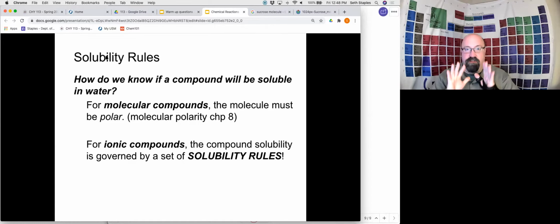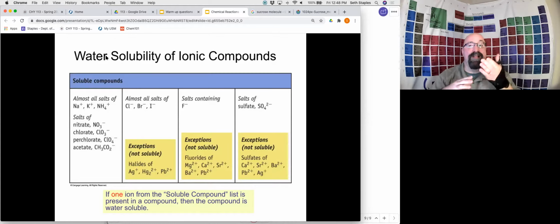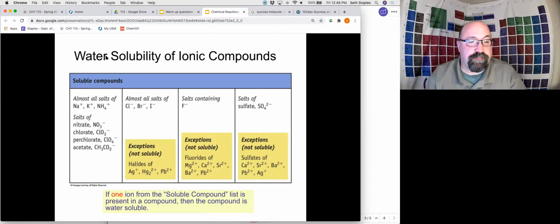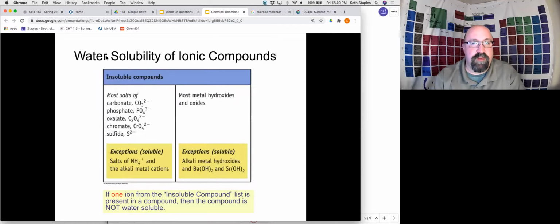Now, as I go over these, they are going to be fairly complex, and you might be worrying, do you have to memorize them? You do not. I will allow you to use the solubility rules on your exams in this course. So you will be able to have a copy of this chart in front of you as you are doing your exams for this class. The way that this works is there are two different charts. We have this one here, which we'll go over in detail in just a second. This is our list of soluble compounds, and we have a list of insoluble compounds.